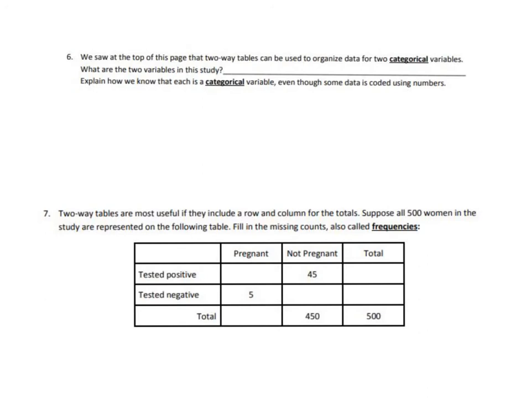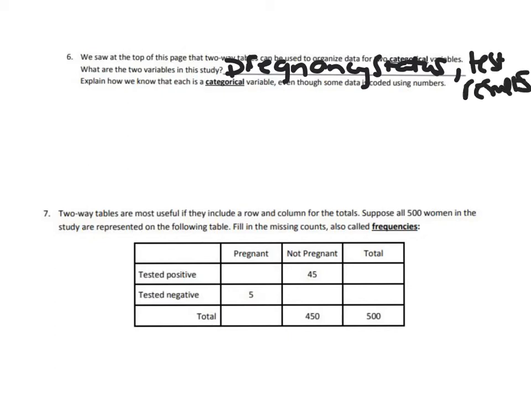So it says, we saw at the top of this page that the two-way tables can be used to organize data for two categorical variables. What are the two categorical variables? So our two categorical variables were your pregnancy status, and your test results, positive or negative. Number 6 says, explain how we know that each is categorical.